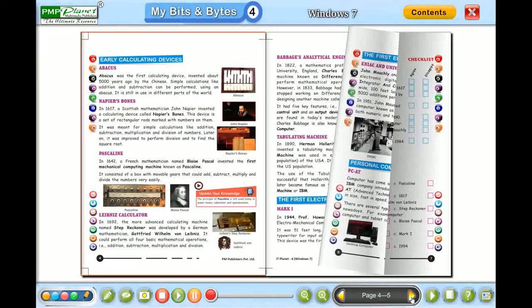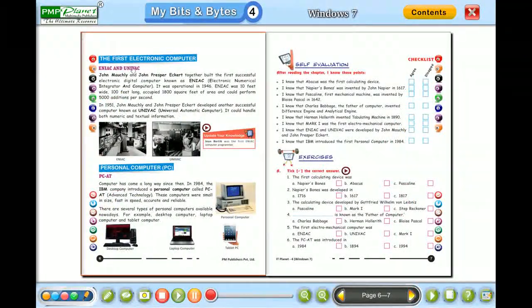Next, first electronic computer. This is a fully electronic computer which works on electronics only. All the components are electronic. For running this computer we need electricity. First is ENIAC and UNIVAC.